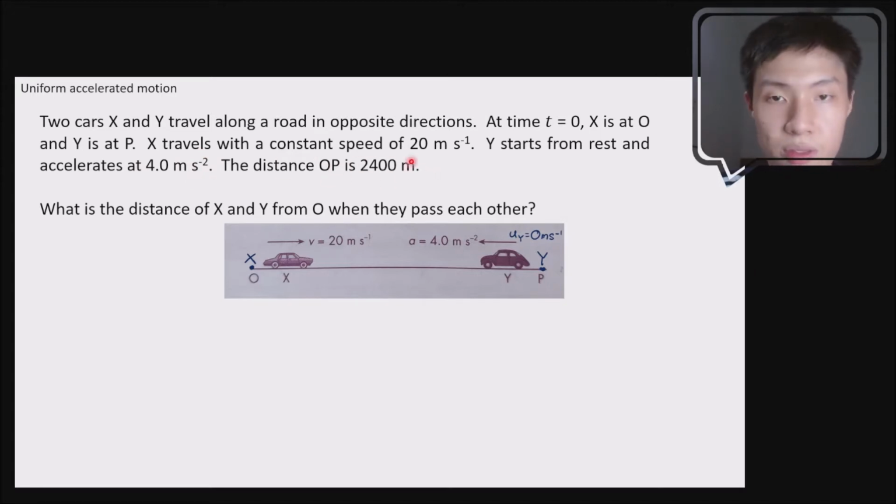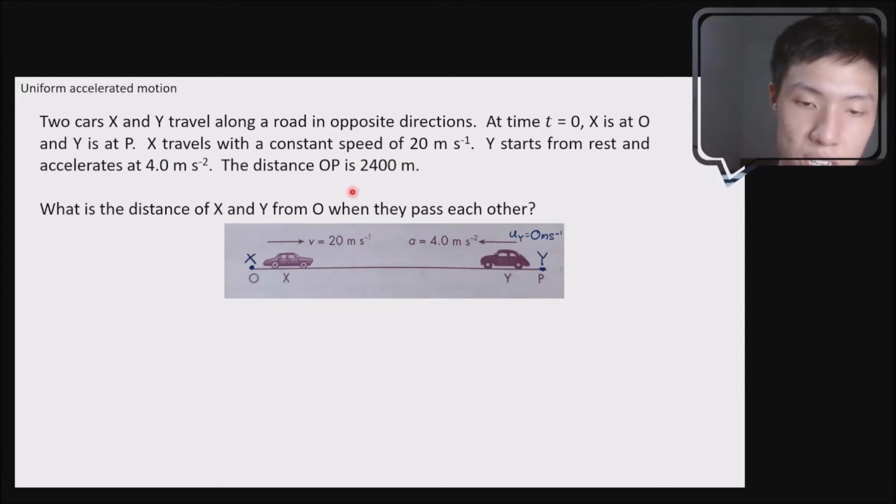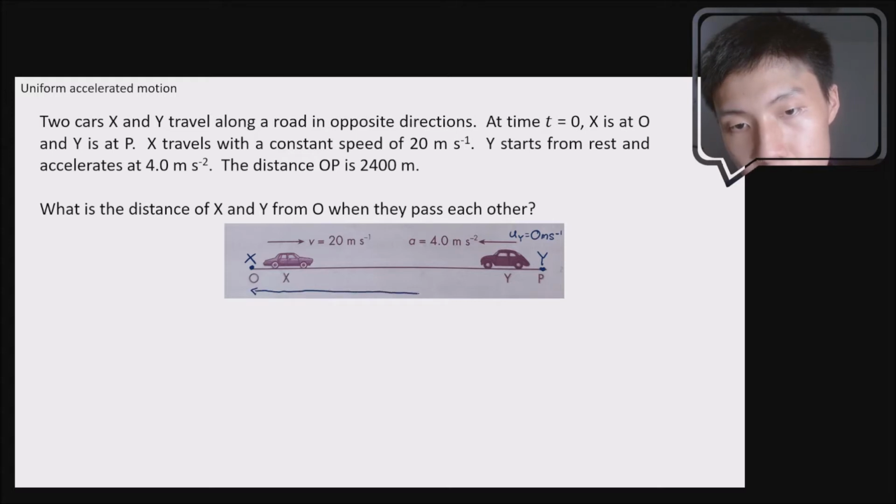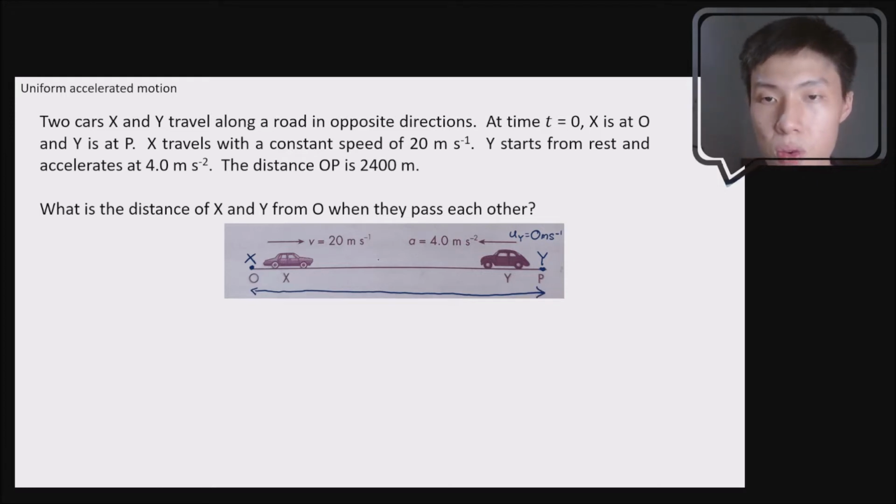So this one I believe is not in the diagram as well. So let's put it in. So it's from point O to point P here, the distance, not the distance between car X and car Y in the diagram. So from point O to point P, the distance is 2,400 meters.